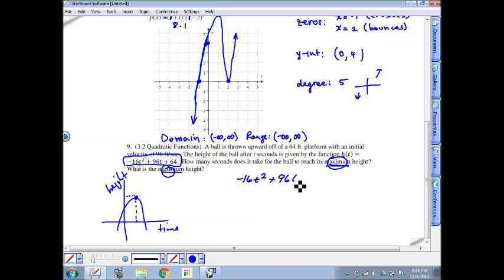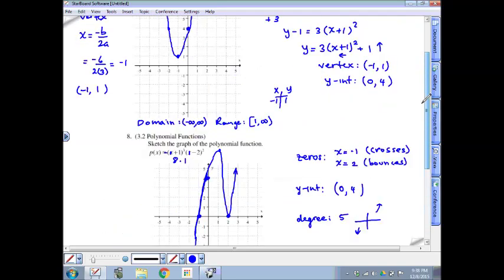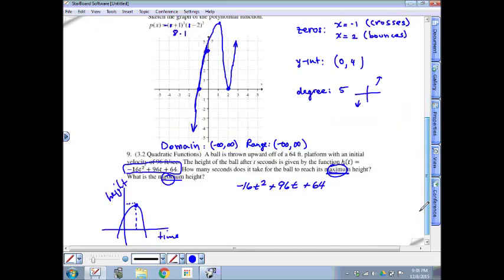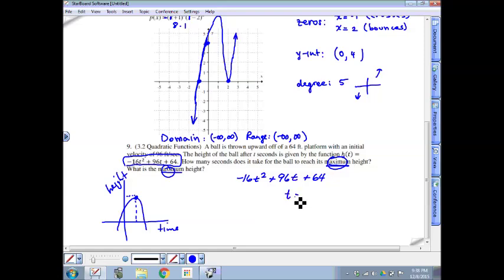So to find the vertex, I'm going to refer back up to this problem here. To find the vertex of this quadratic function, we could either complete the square or simply use the vertex formula. It might be a little quicker to use the vertex formula. So instead of x equals, I'm going to say t equals the opposite of b divided by 2a, which is -96 divided by 2 times -16. 96 divided by 32 is 3, and since we're talking about time here, this is 3 seconds. So that answers this question: how many seconds does it take the ball to reach its maximum height?